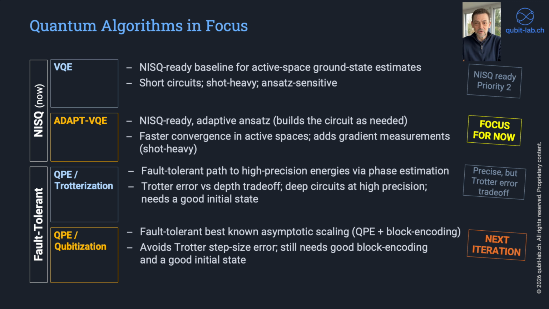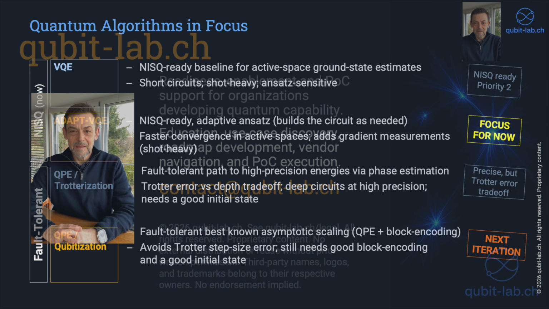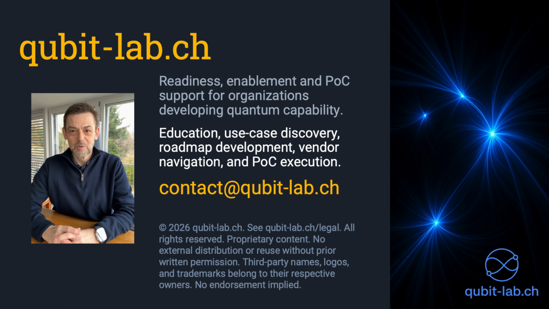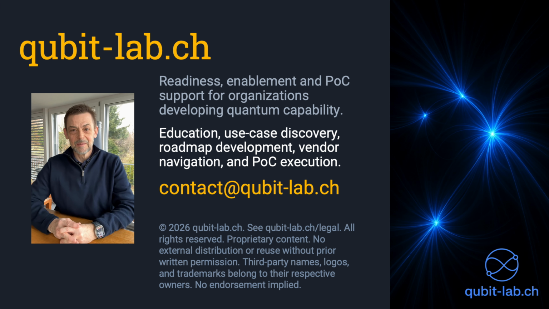Below that are the fault-tolerant paths. QPE with trotterization can deliver high precision, but circuit depth grows quickly, and you trade accuracy against trotter discretization error. Plus, you still need a good starting state. QPE with qubitization is the next iteration. It removes the trotter step size error and has the best known asymptotic scaling, but it relies on a solid block encoding and, again, a good initial state. In the next video, we will examine these 4 algorithms in detail, step by step.